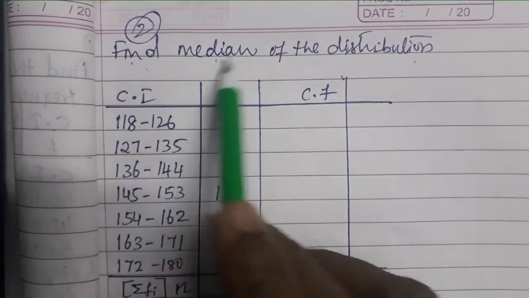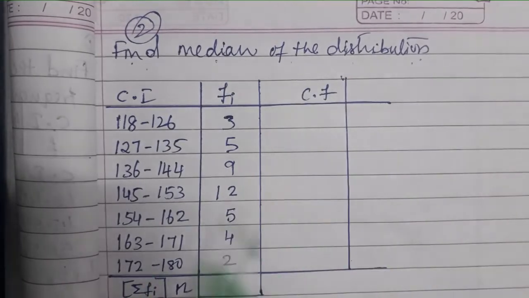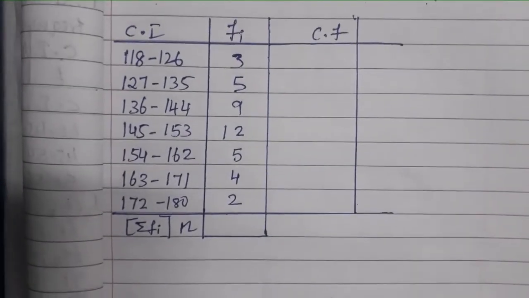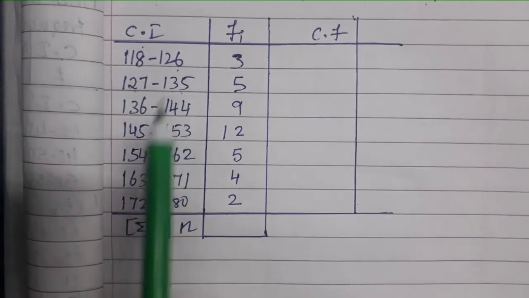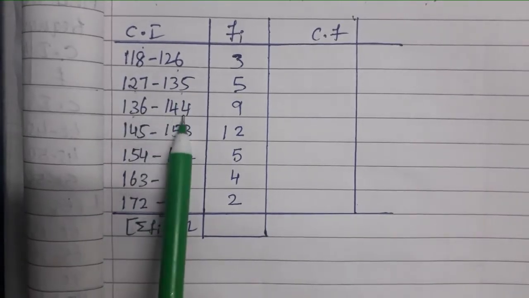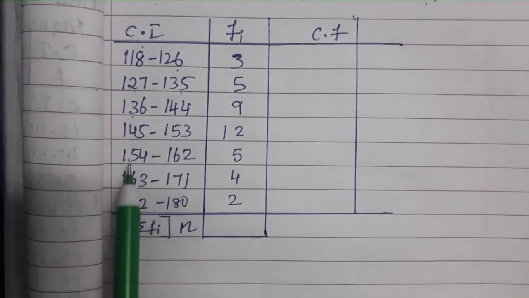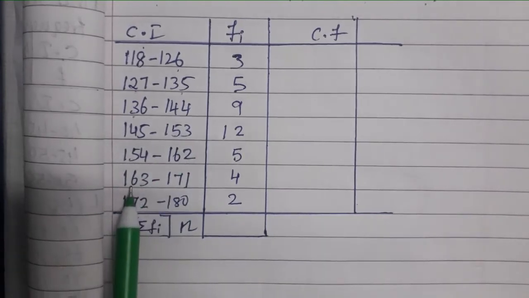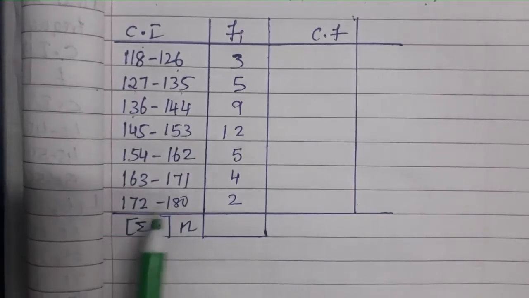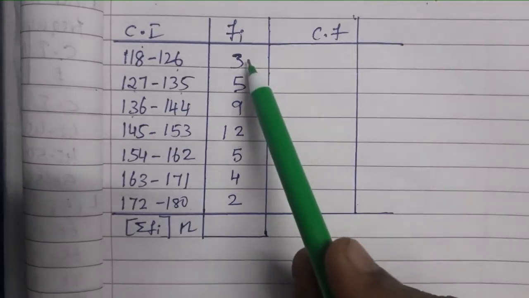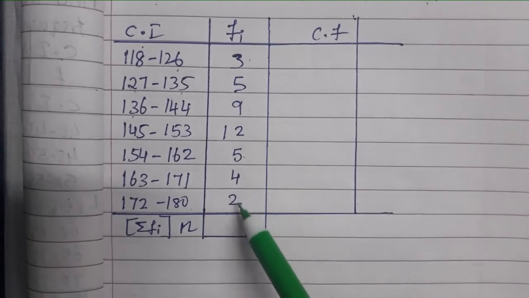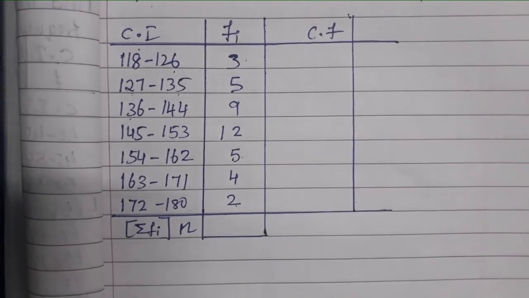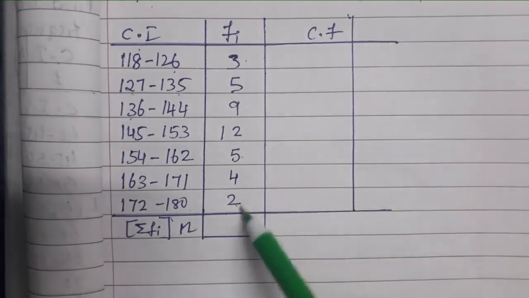Second question, find the median of the following distribution. What is the distribution given to us? Class interval: 118 to 126, 127 to 135, 136 to 144, 145 to 153, 154 to 162, 163 to 171, 172 to 180. What is frequency given to us? 3, 5, 9, 12, 5, 4, 2. So now we know that class interval column you will be recording here, frequency column will be recorded here.